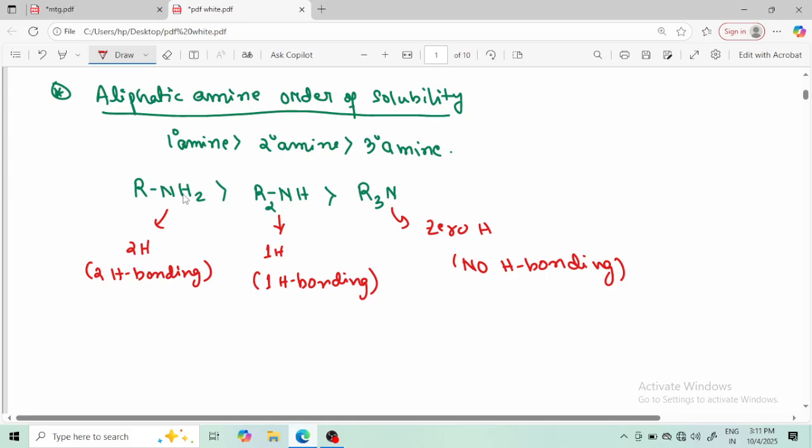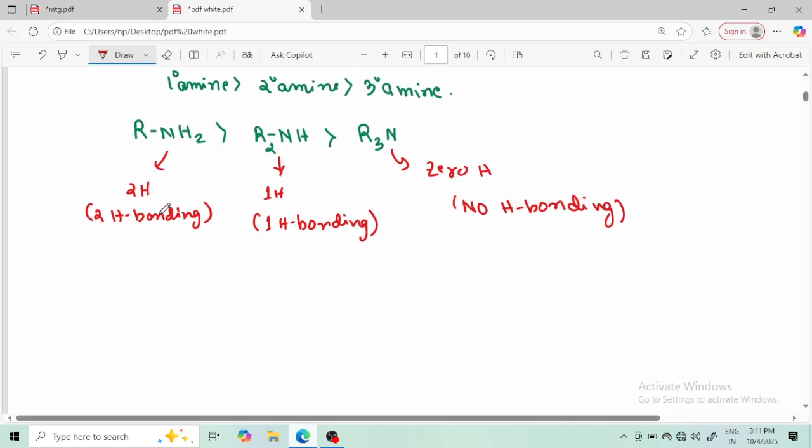So if they ask you why 1 degree amine is more soluble than 2 degree or 3 degree amine, you will say that in 1 degree amine you have 2 hydrogens with nitrogen, and those 2 hydrogens are involved in hydrogen bonding, so it gives 2 hydrogen bonds, but in the other cases the number of hydrogen bonds is less, so that's why 1 degree amine is more soluble in water, okay. I hope you understood this. Right.